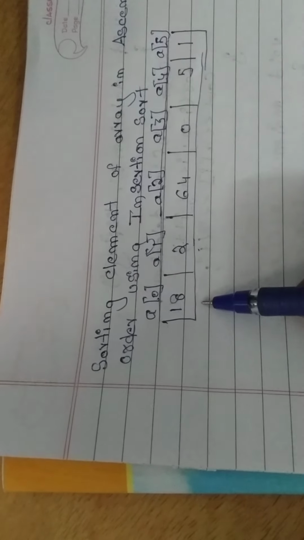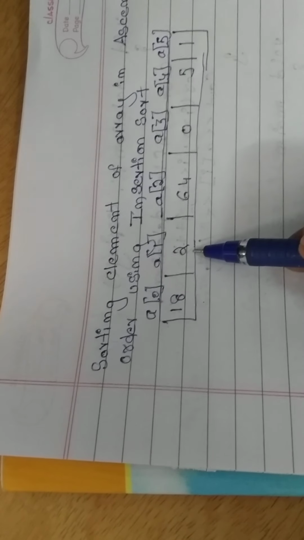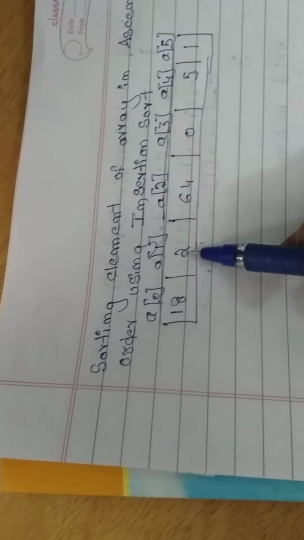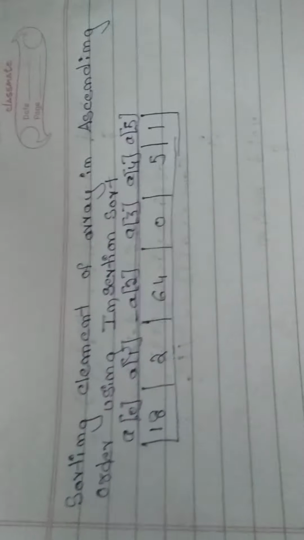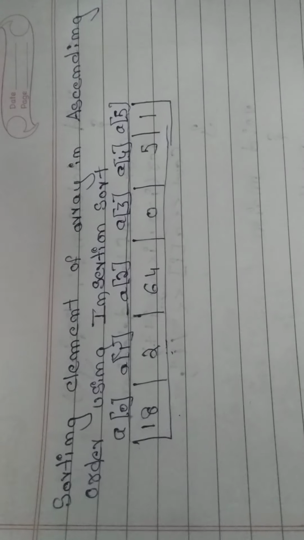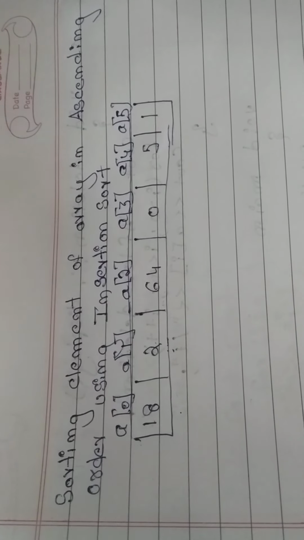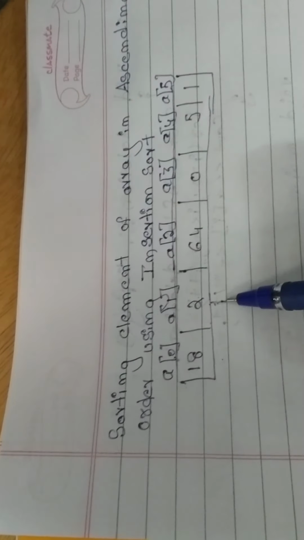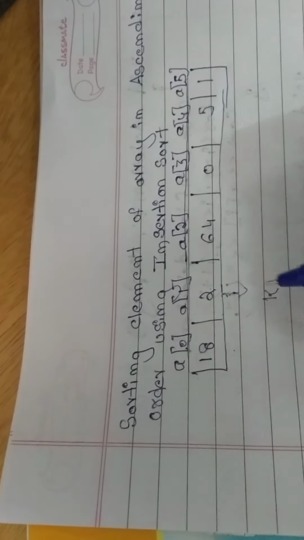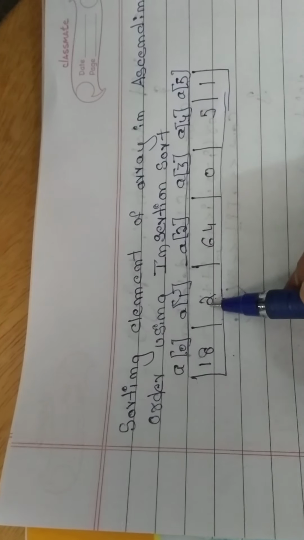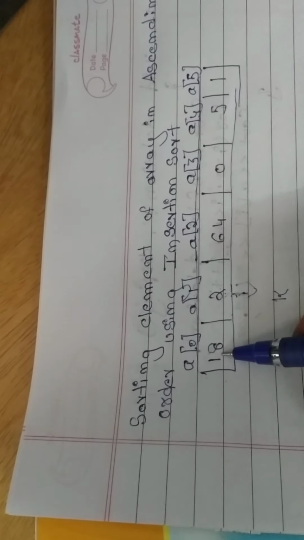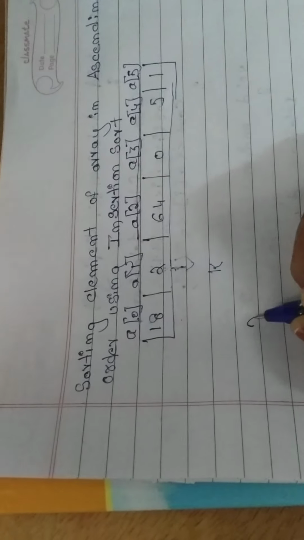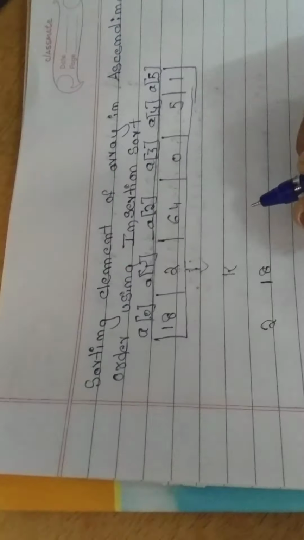We assume that it is already sorted, so we'll start our sorting technique from this element. That is the reason the for loop is different in every program. In this program the for loop will start from for i equal to 1. Now you can see this element we will take as the key element. This element will compare here. This element is less than this, which means 2 will come here, 18 will come here. So I am writing in the next step 2 and 18 coming here.